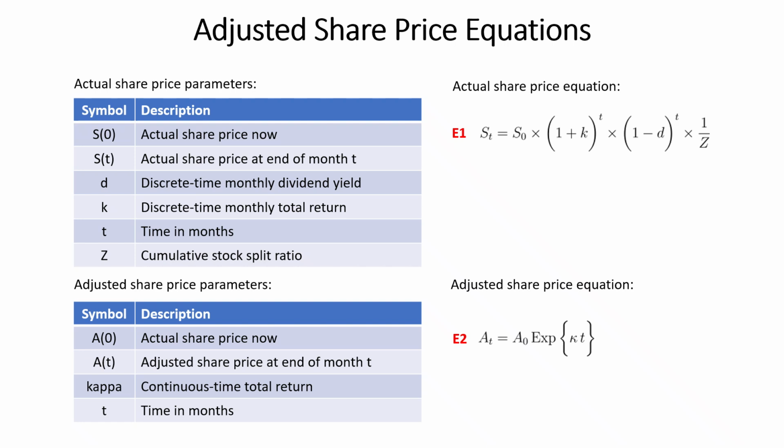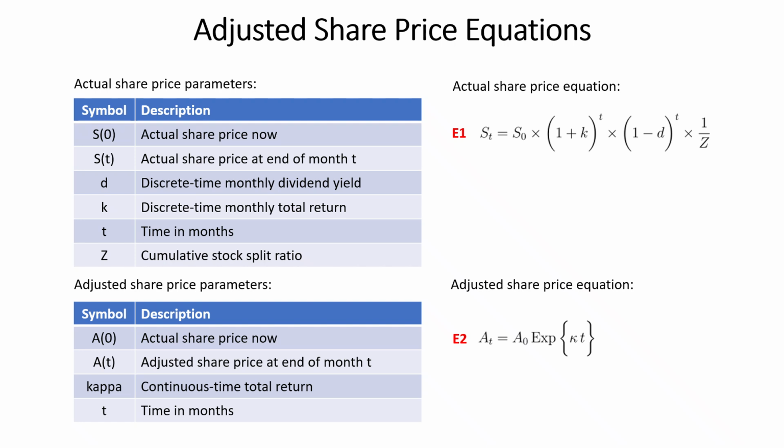So if we take a look at the second table there, we're going to develop the equations for adjusted share price. Remember, for adjusted share price, we don't have to worry about dividend yield. We don't have to worry about stock splits because all of that's taken into account in the time series on adjusted share prices, which we talked about in the previous slide. So we have A subscript 0. That's the actual share price now. Then A subscript T is the adjusted share price at the end of month T.